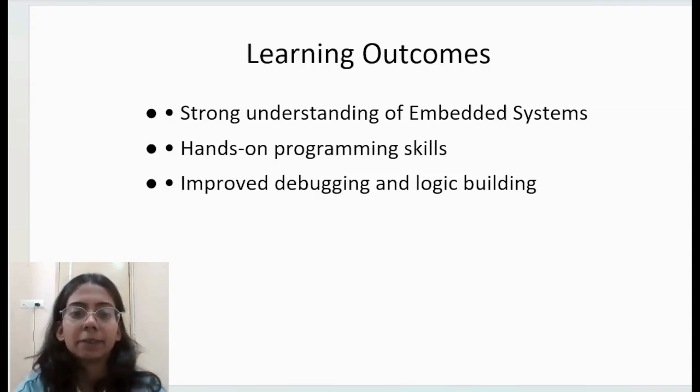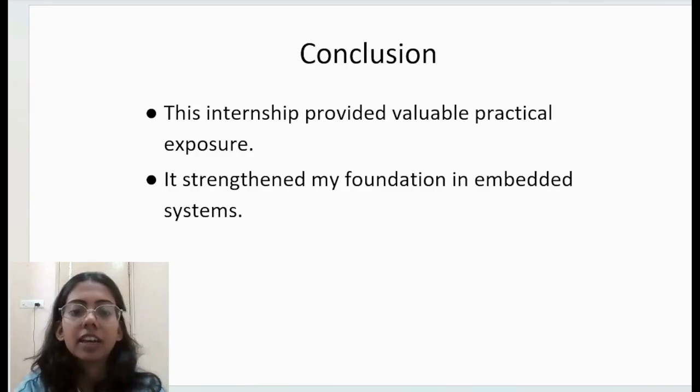Next slide is learning outcomes. Through this internship, we gained strong practical knowledge of embedded systems. We developed confidence in embedded C programming and hardware software integration. Conclusion. To conclude, the embedded systems internship was a valuable learning experience. It helped us apply theoretical concepts to real-time applications and strengthen our technical foundations in the system.